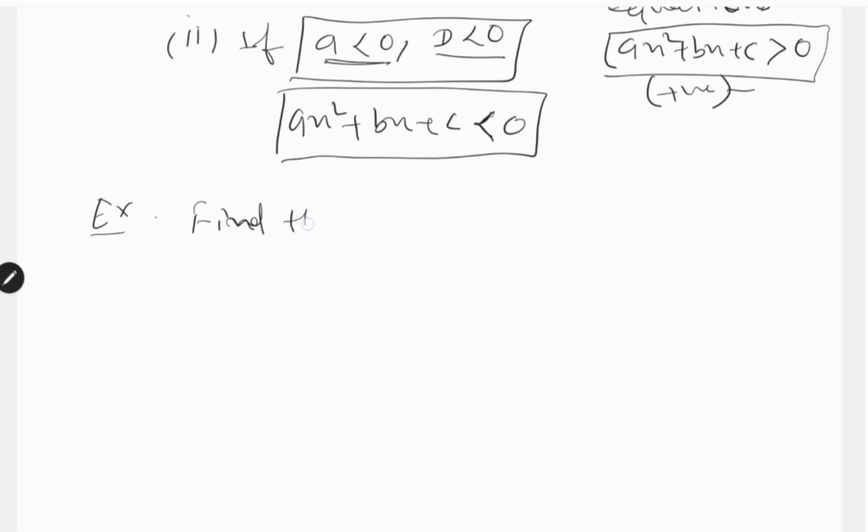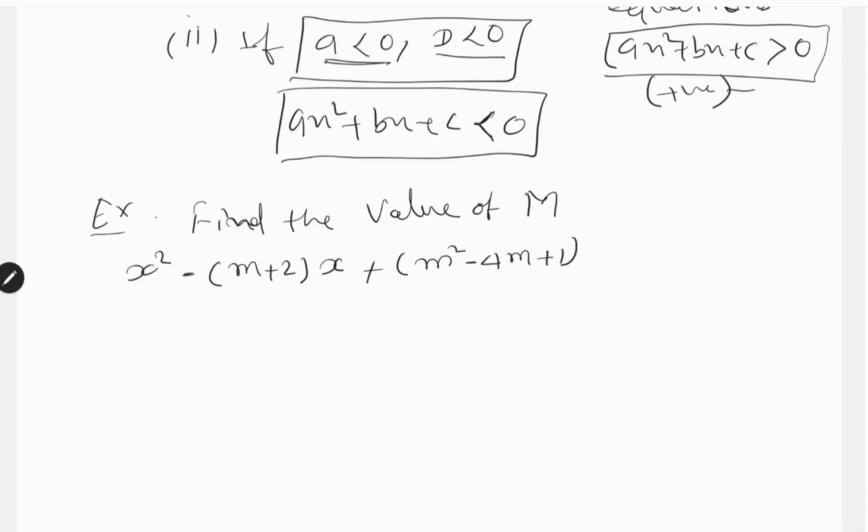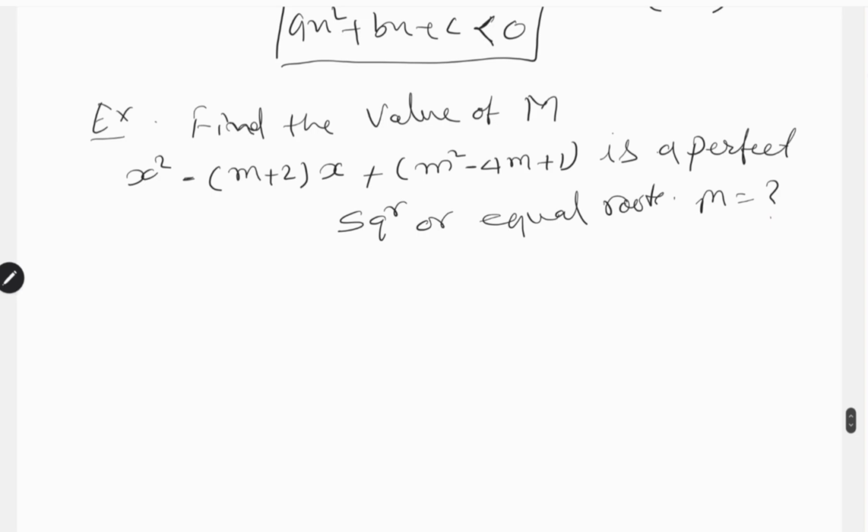For example, first question: find the value of m. X square minus (m plus 2)x plus m square minus 4m plus 1 is a perfect square or has equal roots. Then find the value of m. The given condition is perfect square and equal roots.